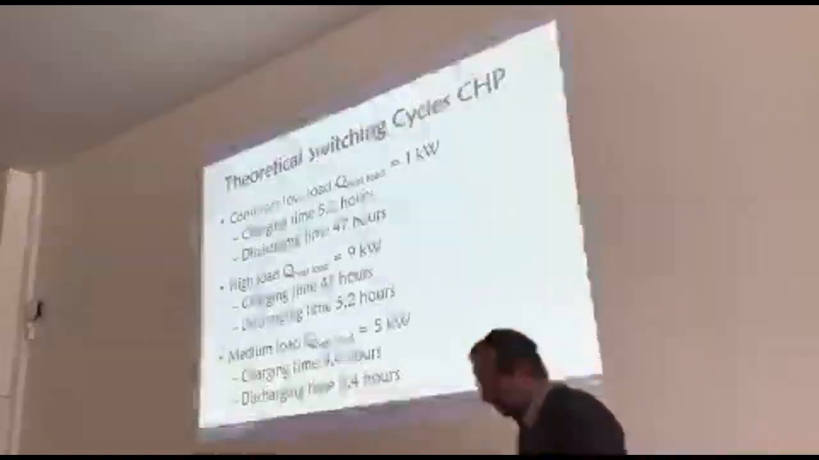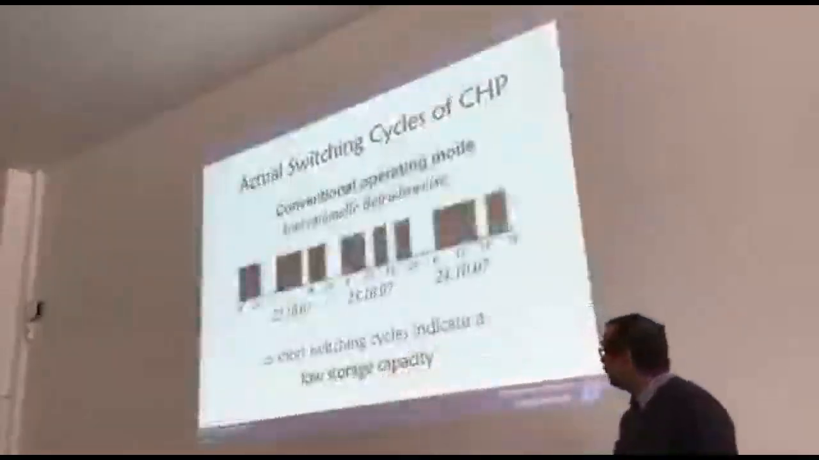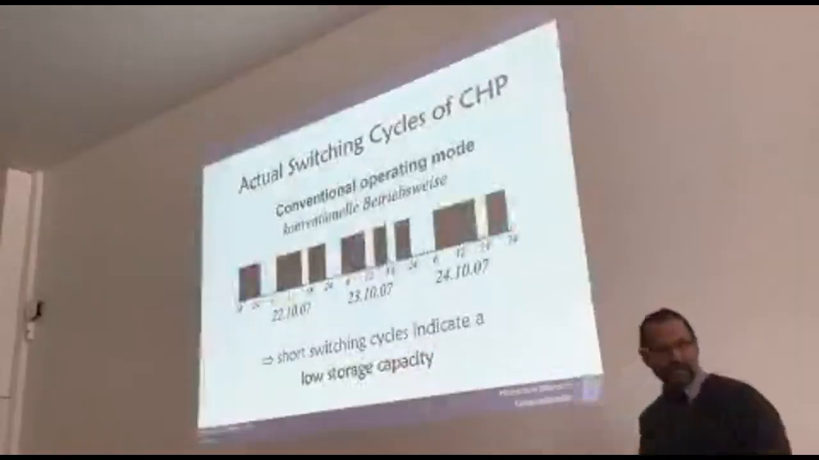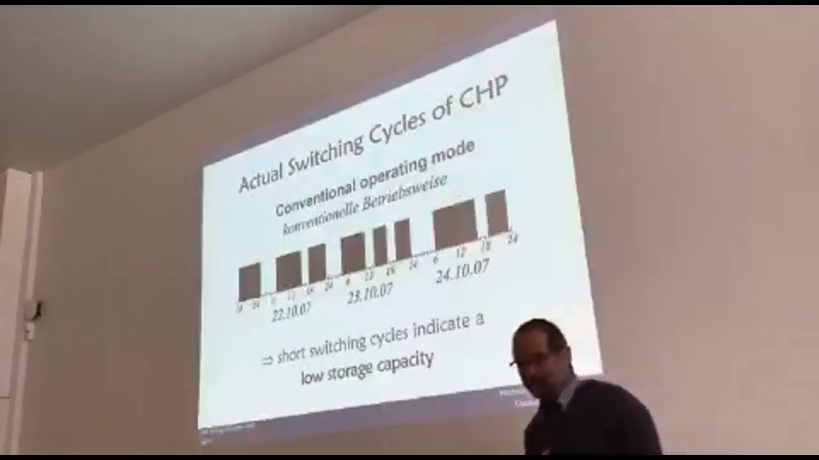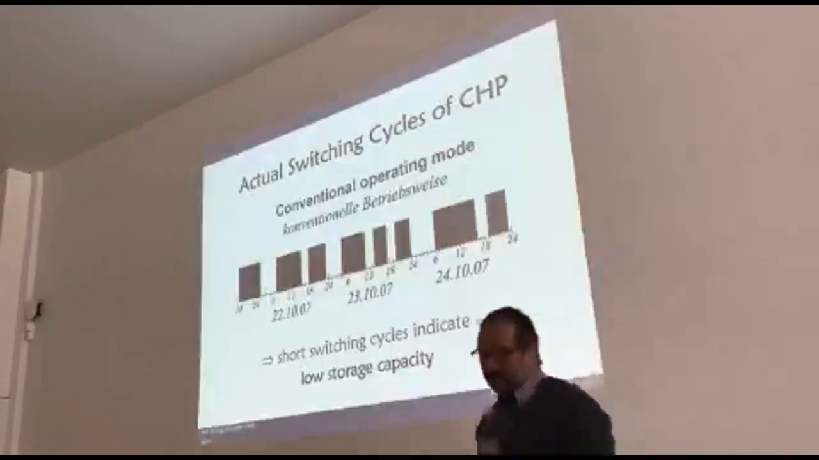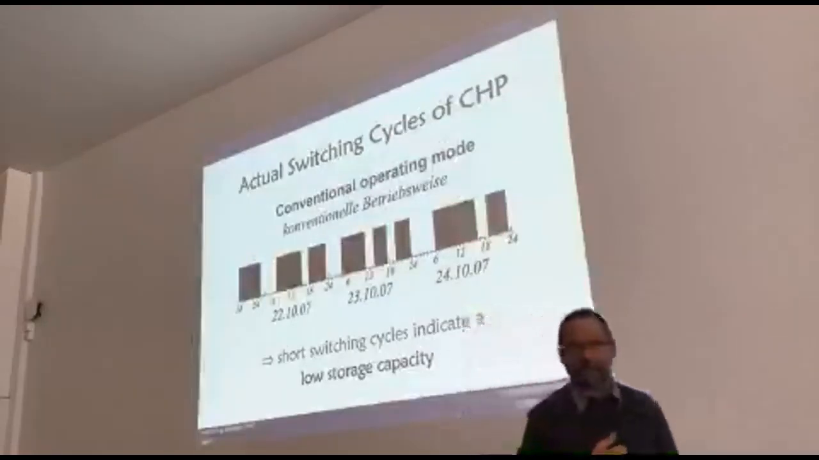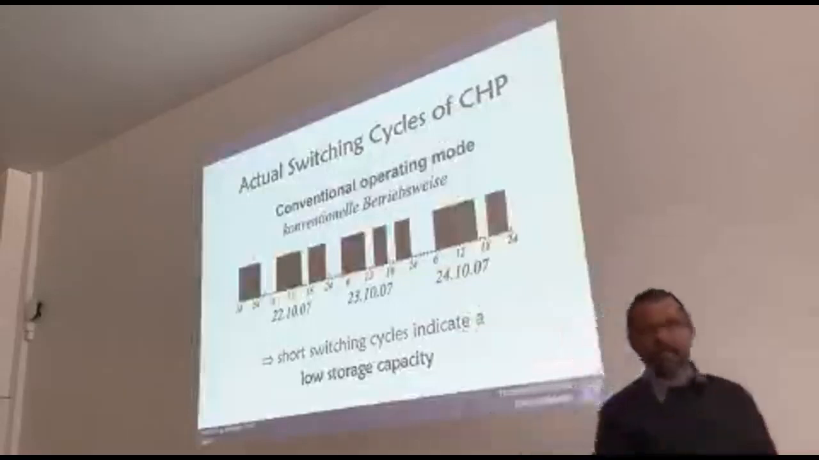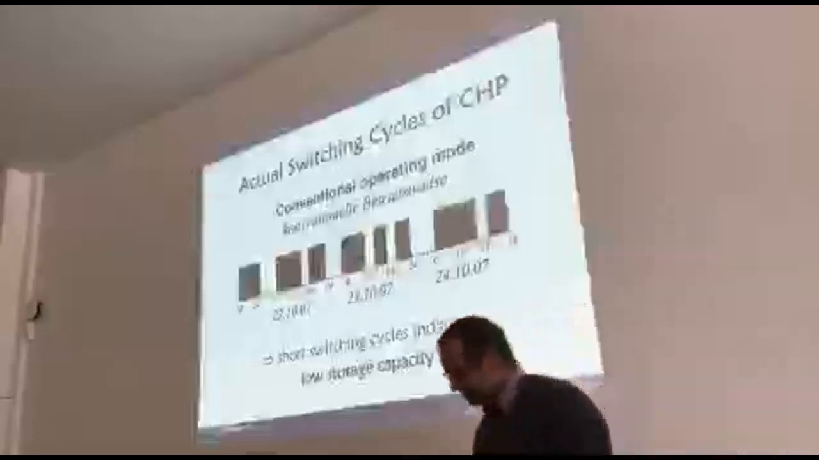If we now look at the actual switching cycles of the CHP, we had about 2 to 3 starts during a day. I mean, that's a thing that doesn't drive me nervous, but the operator of that plant was not very happy. So if you have short switching cycles, that indicates that you have a lower storage capacity than assumed. The question now is how you can raise the storage capacity.